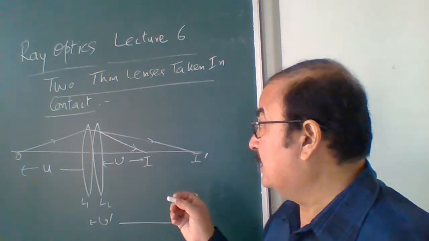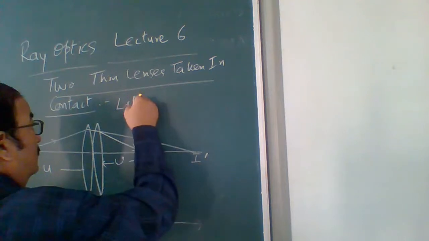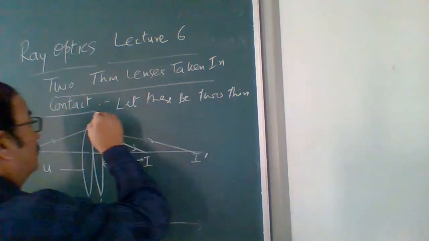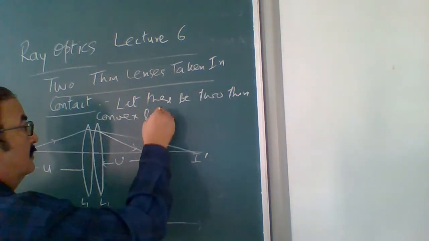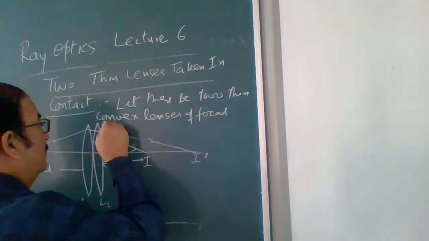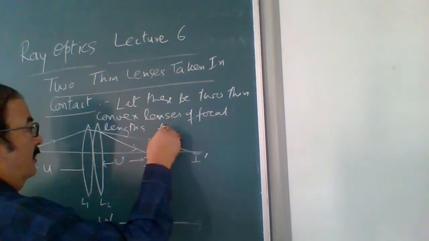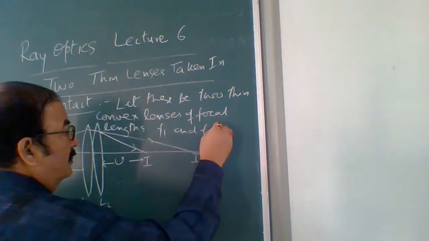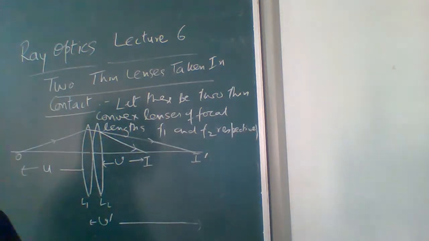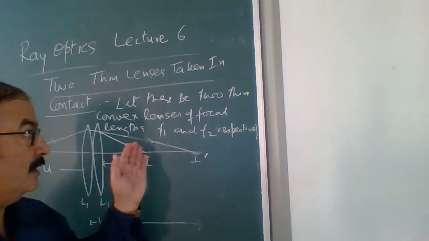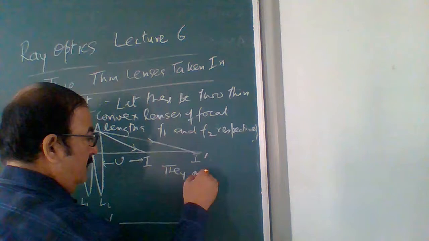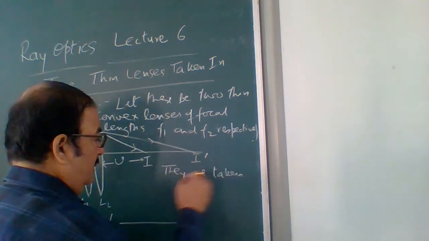Okay, let there be two thin convex lenses of focal length f1 and f2 respectively. It is assumed that there are two thin lenses, their focal lengths are f1 and f2. Okay, they are taken in contact.